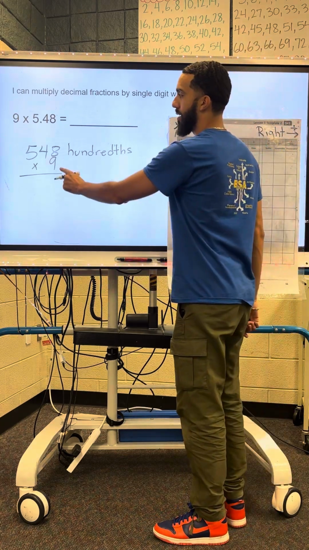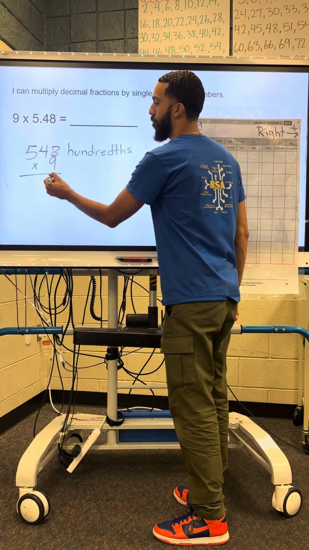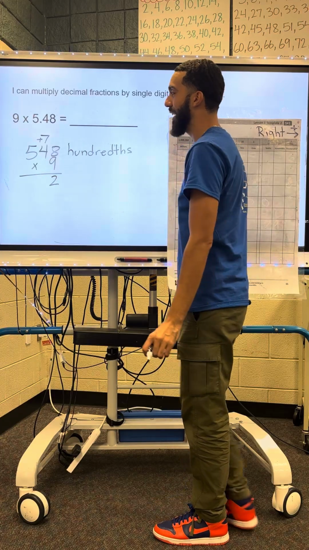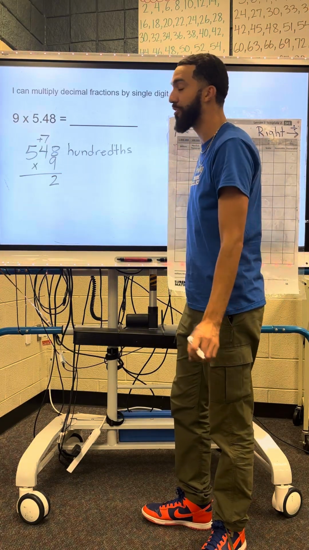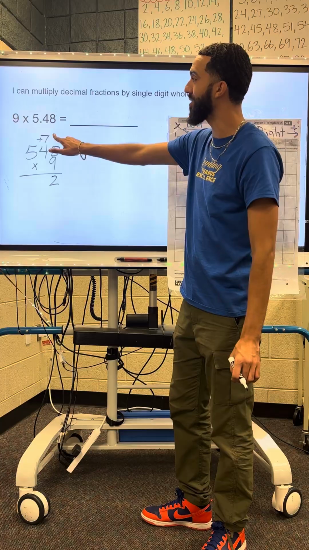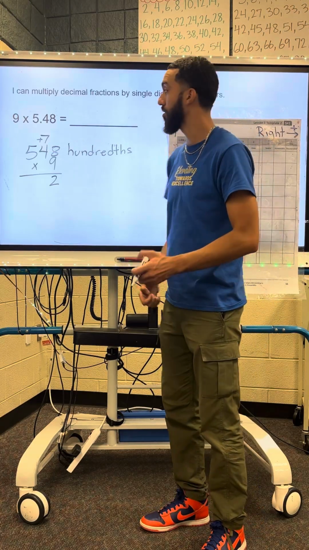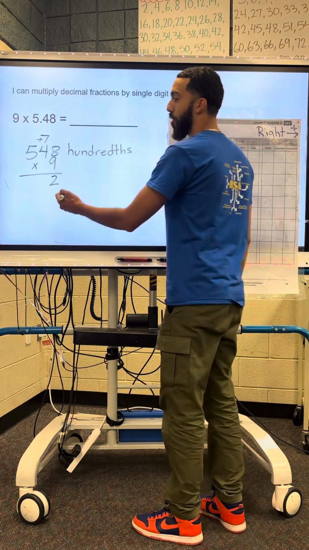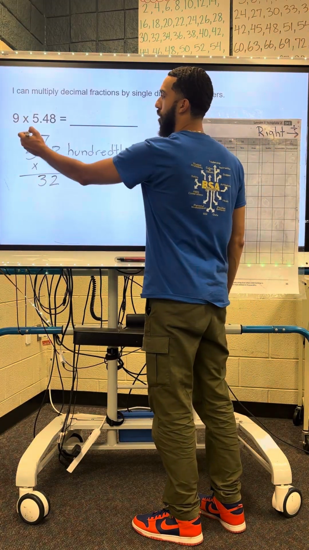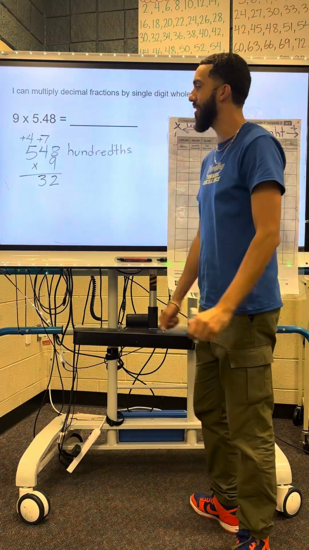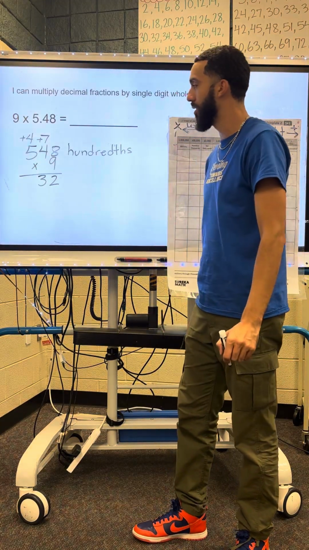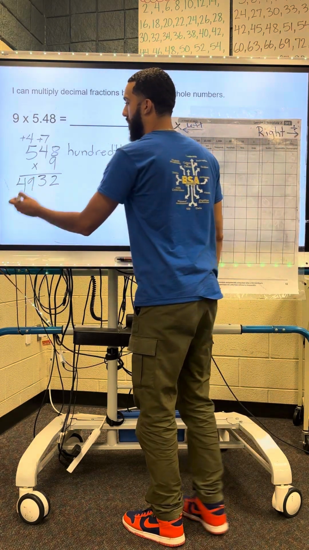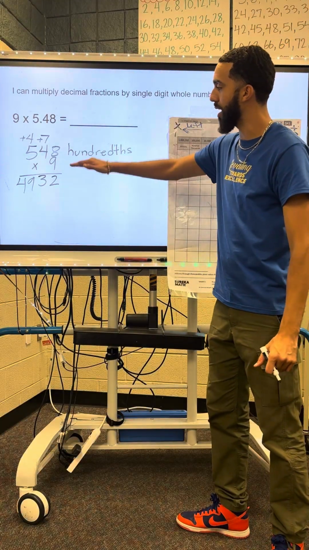Here we go. 9 times 8 is 72. 2 on the floor, 7 next door. 9 times 4 is 36. 36 plus 7, let's see, 36, 37, 38, 39, 40, 41, 42, 43. That's also a 2-digit number. 3 on the floor, 4 next door. And lastly, 9 times 5 is 45. 45 plus 4 is 49. And now I can go ahead and bring my hundredths down.